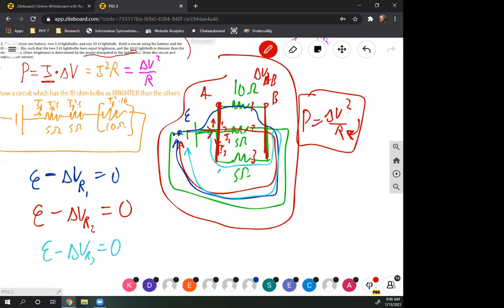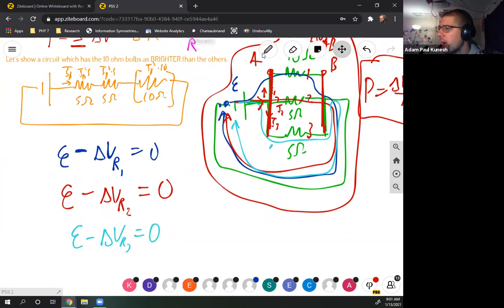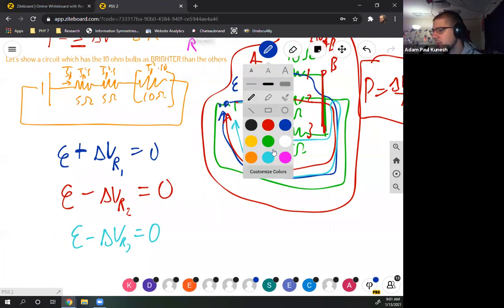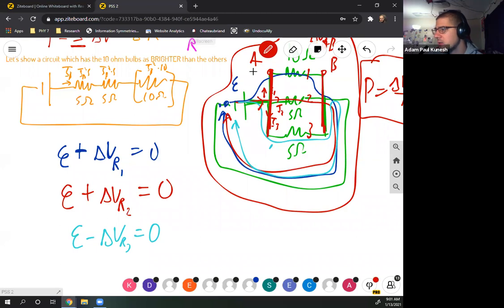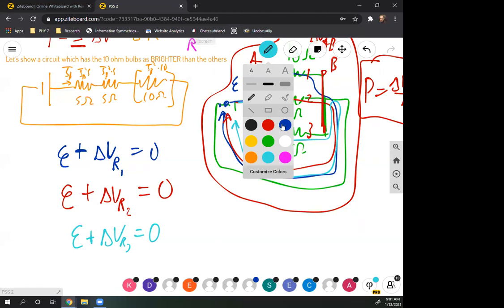Quick question. Why do you subtract the delta V R1? You're right, I should make these positive. In my head, I just know that the changes in voltage will be negative, so I had a little mental slip there. So how did you know that also then?